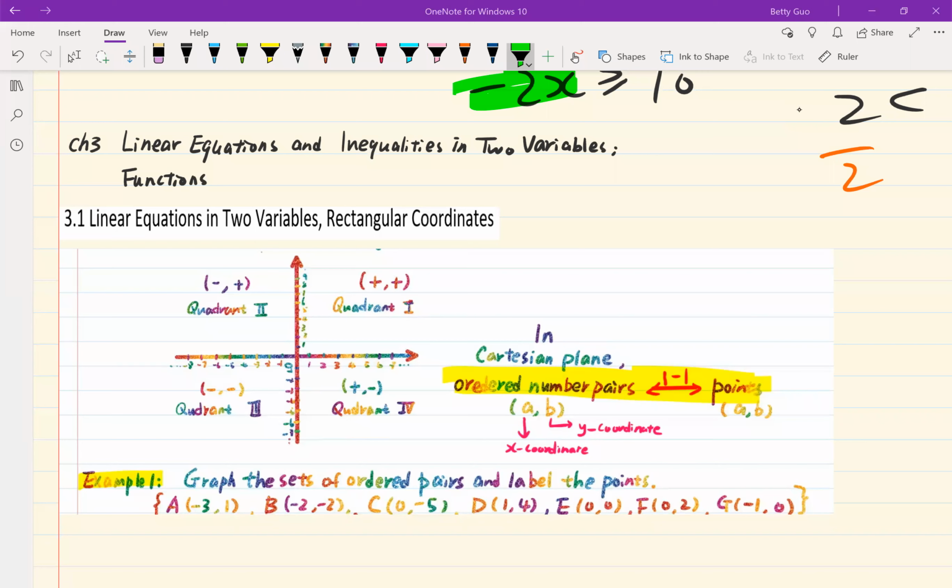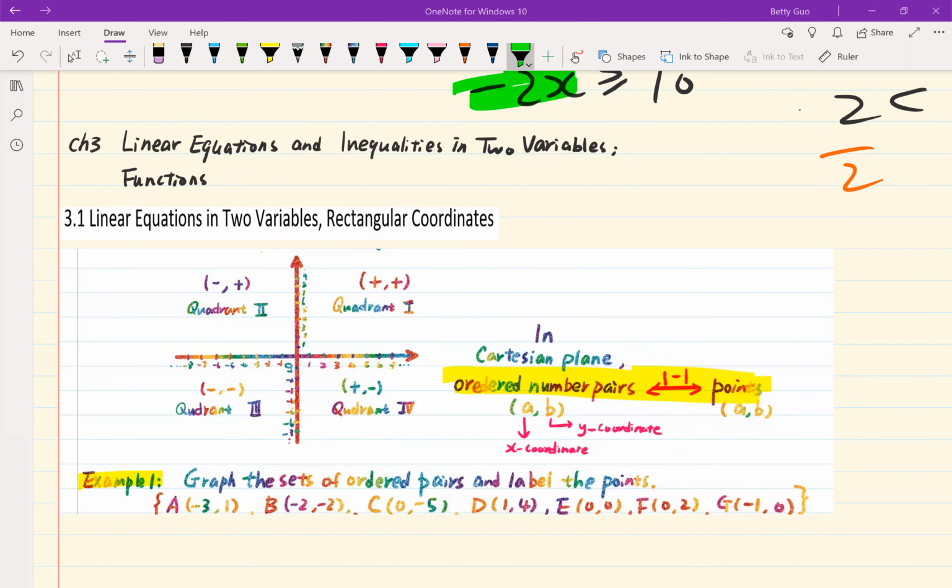We are starting chapter 3. Plan to finish section 3.1 today. 3.1 linear equations in two variables and rectangular coordinate system. Let's start from rectangular coordinate system.